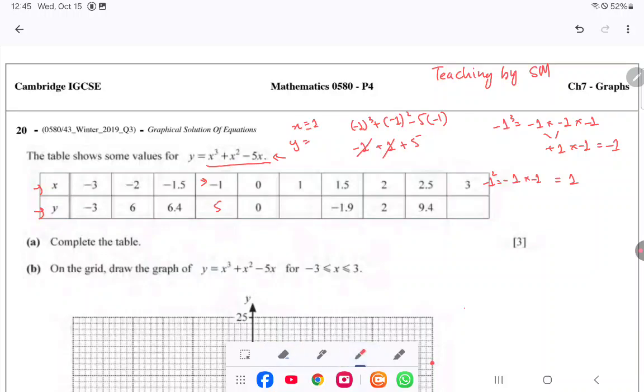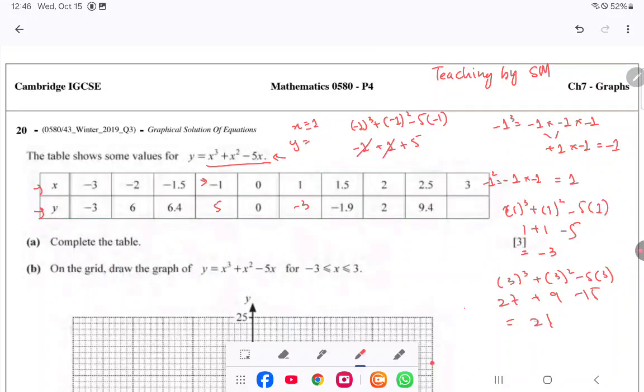Now when you put x is equals to 1: 1 cube plus 1 square minus 5 into 1, 1 plus 1 minus 5, negative of 3. And on x is equals to 3: 3 cube plus 3 square minus 5 into 3. 5 into 3 is 15, 3 square is 9 plus 3 cube is 27. It will give you positive of 21.